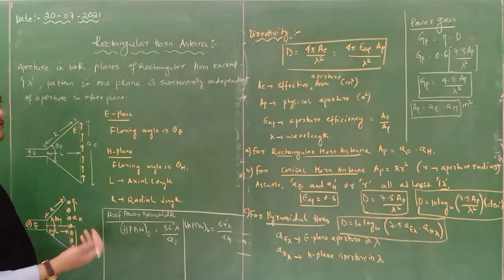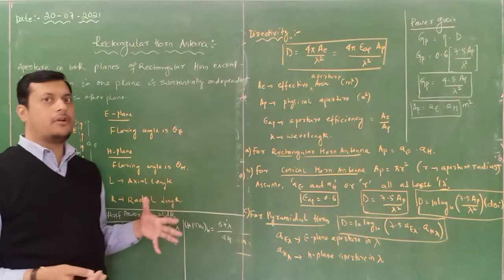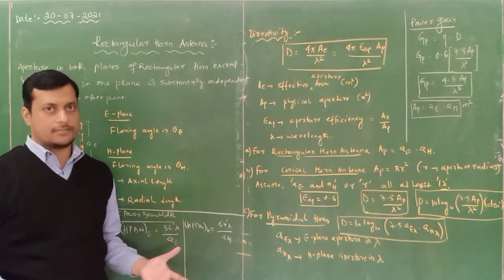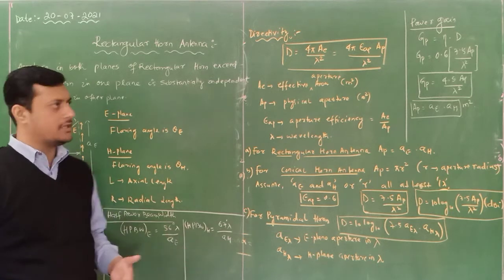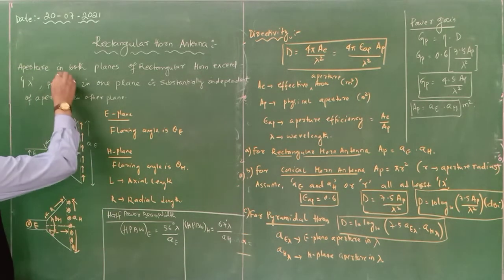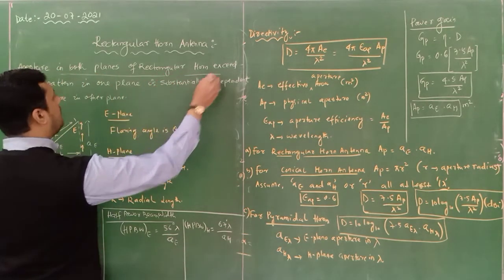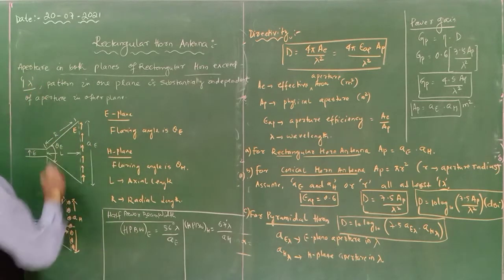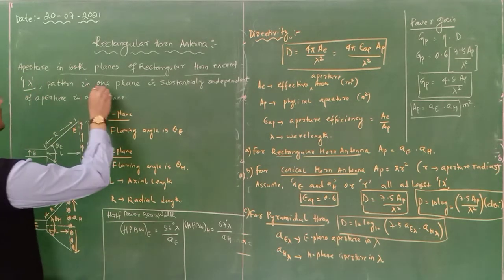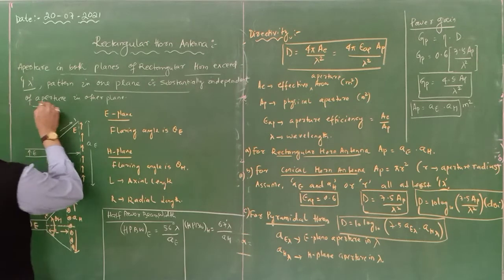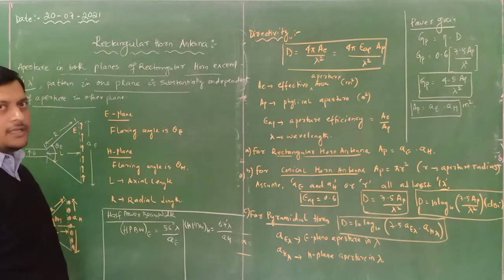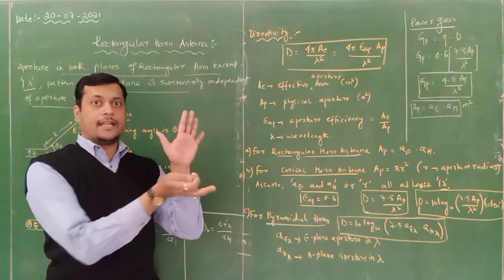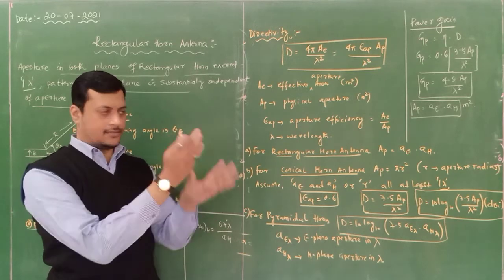Rectangular horn antenna itself indicates that whatever we are going to measure will be in a Cartesian system, x, y and z components. Now the aperture in both planes of a rectangular horn antenna should not exceed 1 lambda. The pattern in one plane is substantially independent of the aperture of the other plane. Aperture of the plane means AE and AH, the distance.